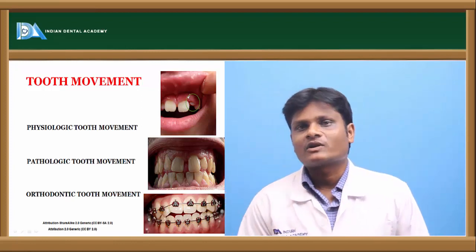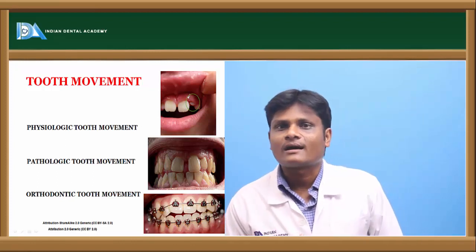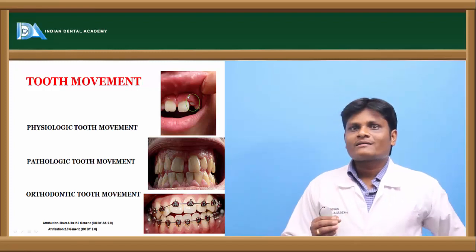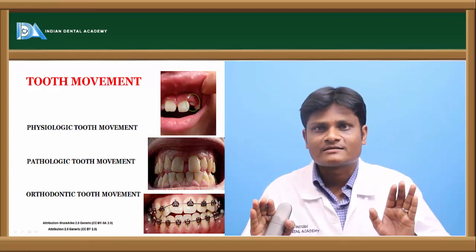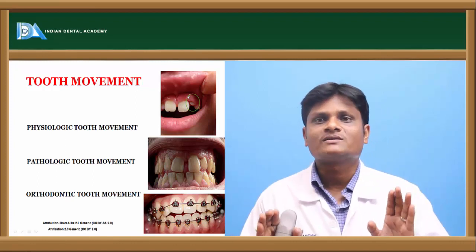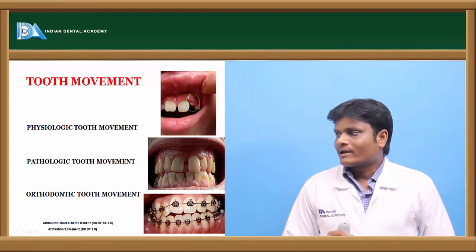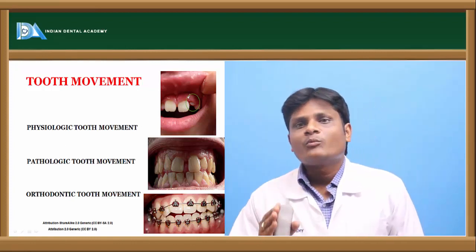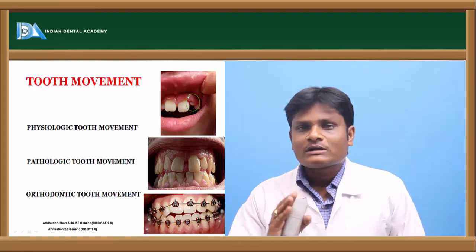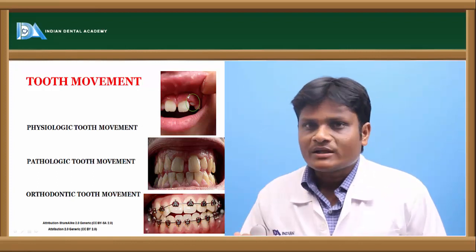And one more aspect is, for example, if we have a premature exfoliation of a particular tooth in the dental arch, then the tooth distal to it most commonly tries to mesialize itself or occupy the space created by the exfoliated tooth. This is also a kind of pathological tooth movement. Whereas orthodontic tooth movement is the movement induced in the teeth by means of an orthodontic appliance, whether it be a fixed appliance, a removable appliance, or an orthopedic appliance.